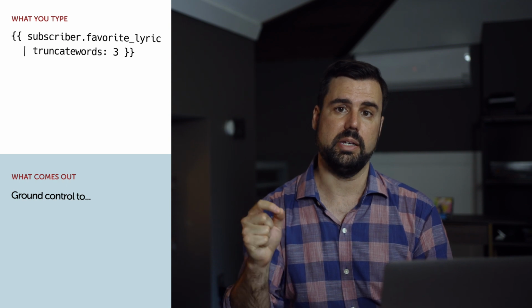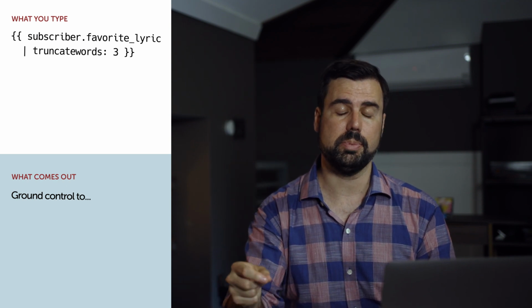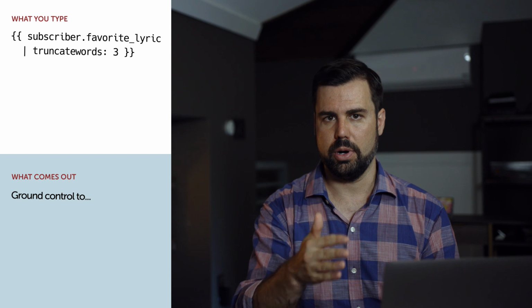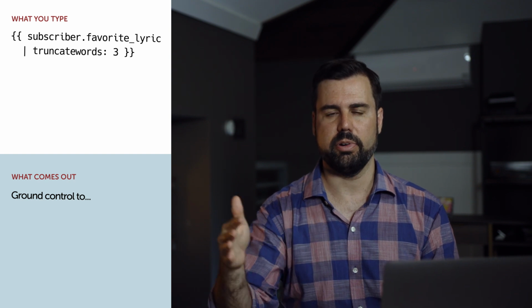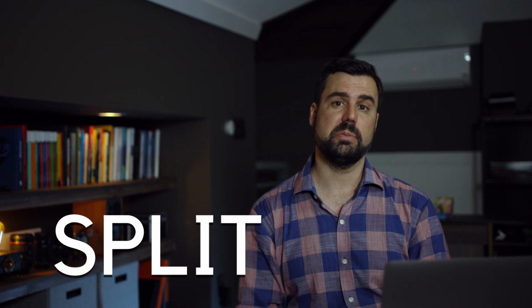So if you have a sentence with 10 words and you do Truncate Words and you pass in the argument of 3 or the option of 3, it will always only show the first 3 words and then it'll cut off the rest of the sentence. And again, by default, it'll put 3 dots, 3 ellipses, or you can override that and set your own option to be whatever you want. And then there's split. So split is a pretty powerful filter.